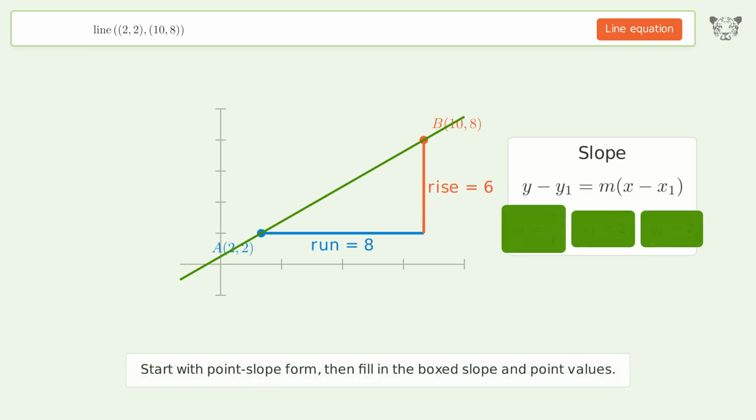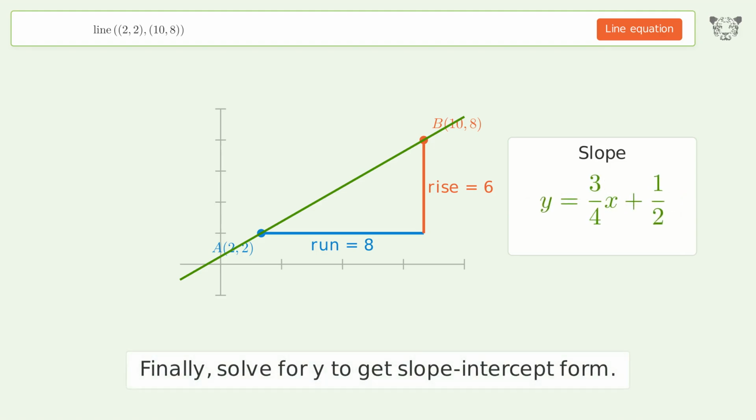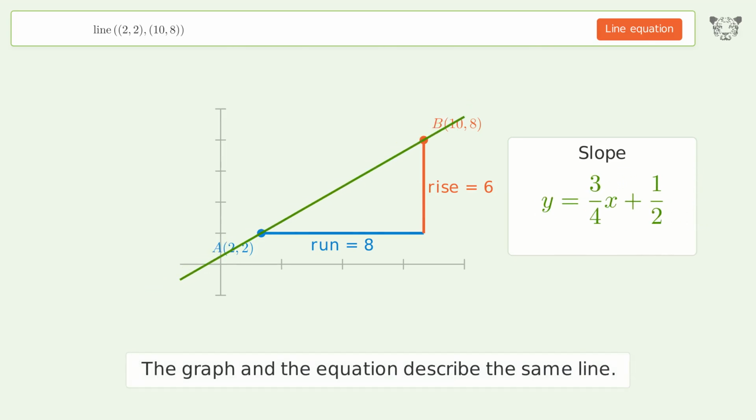Start with point slope form, y minus y1 equals m times x minus x1. Then fill in the boxed values, slope is 3 over 4, x1 is 2, and y1 is 2. That gives the point slope equation for this line. Finally, solve for y to get slope intercept form. The graph and the equation describe the same line.